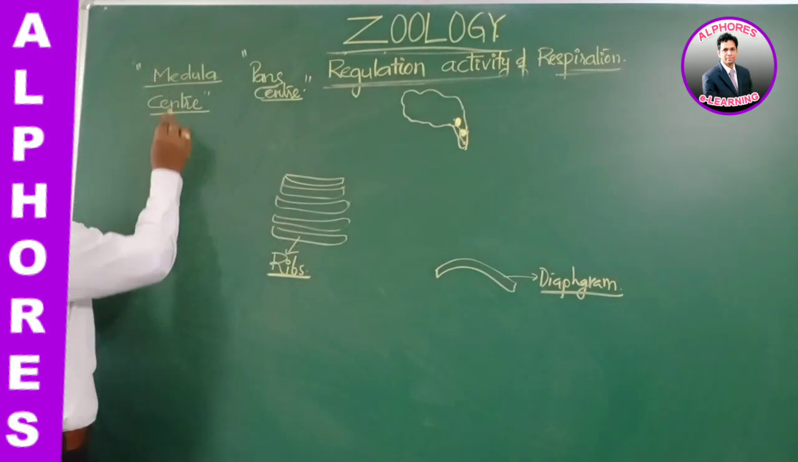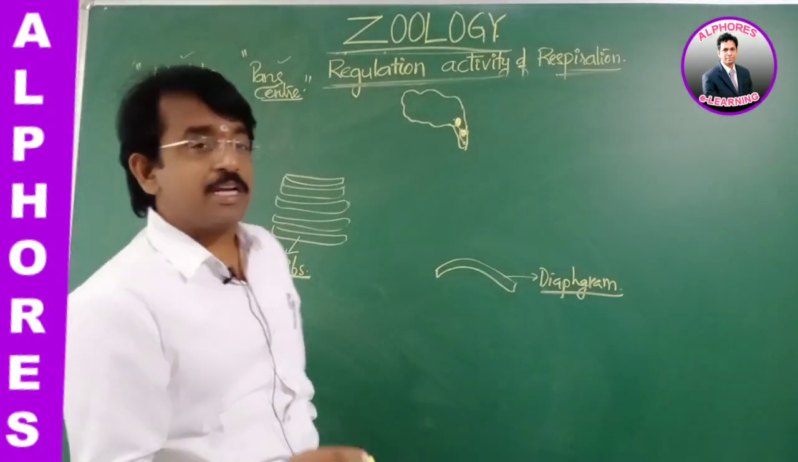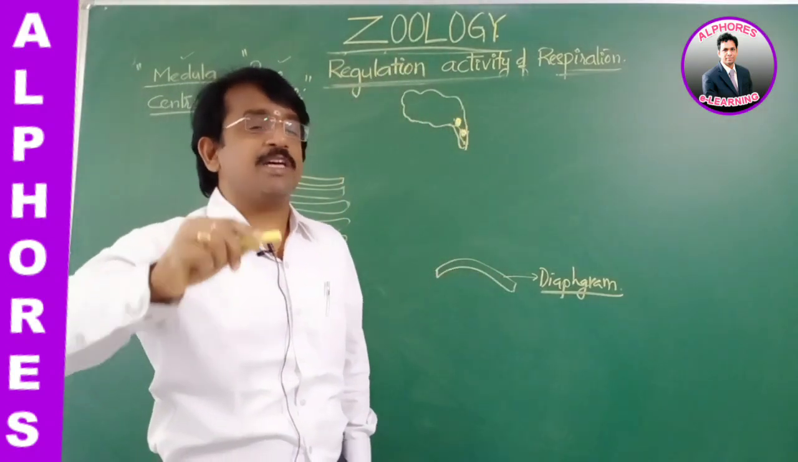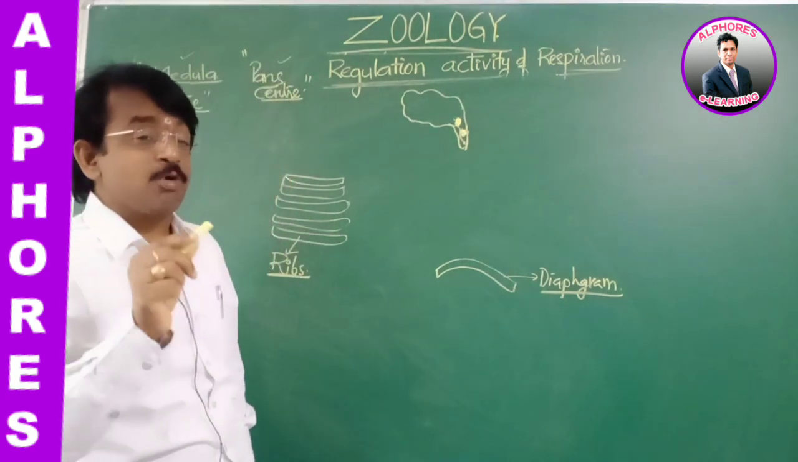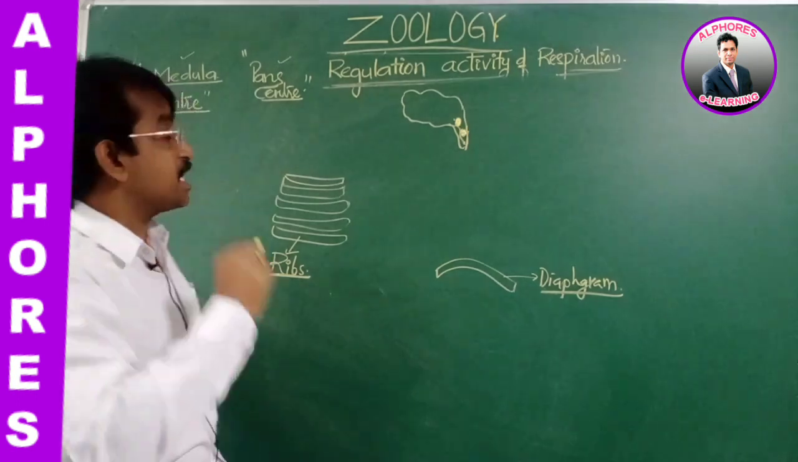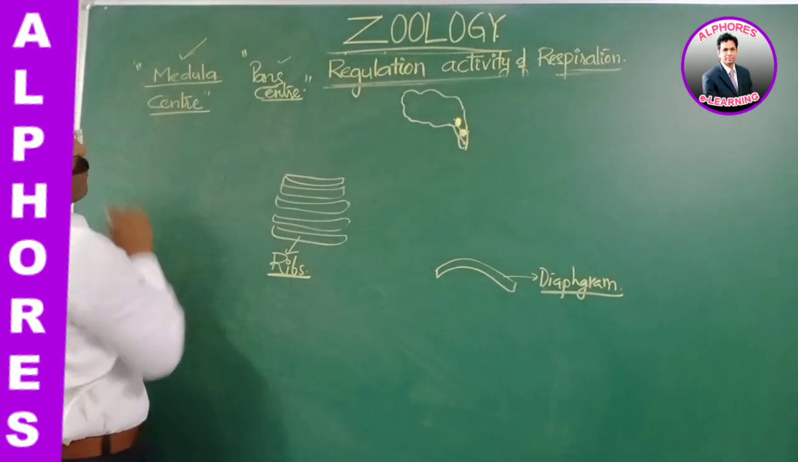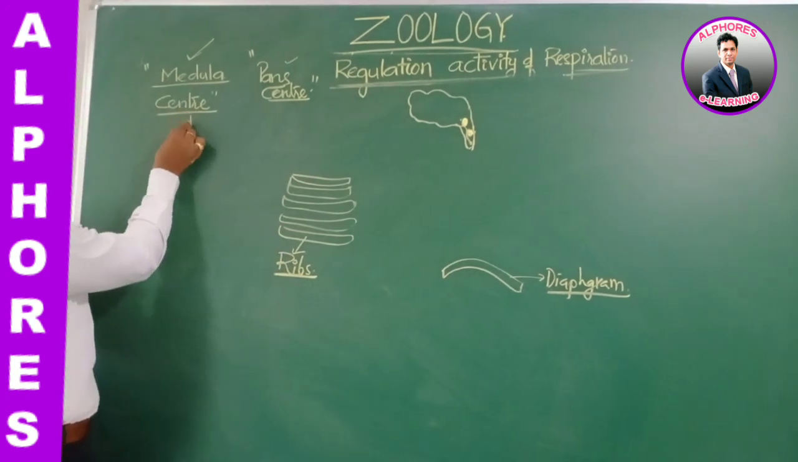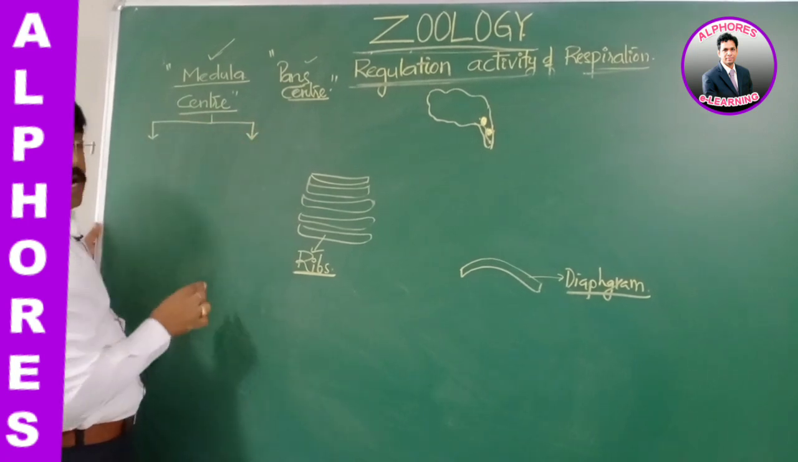Here in this connection I already told you that the medulla oblongata is with the respiratory rhythmic center. The respiratory rhythmic center maintains the homeostasis of inhalation and exhalation. So that is how the medulla center performs. And this medulla center includes the dorsal and the ventral groups.